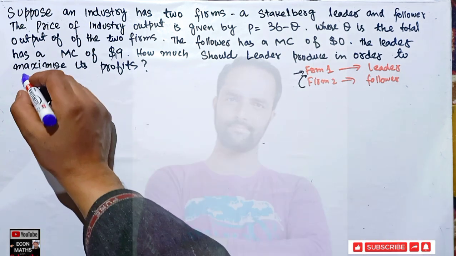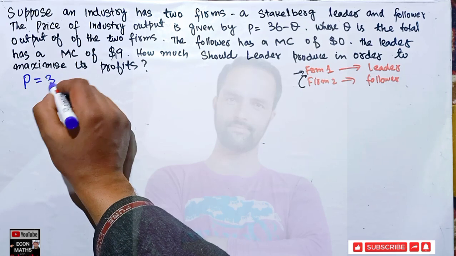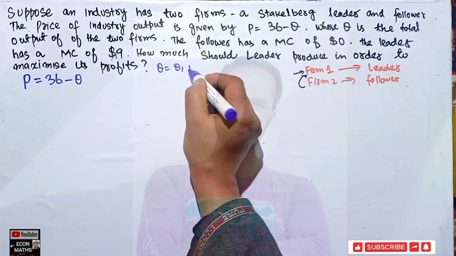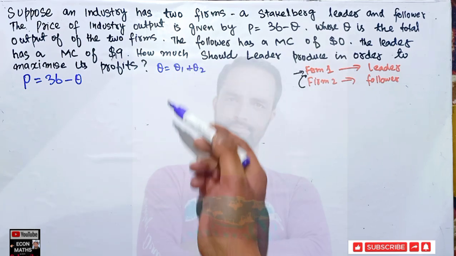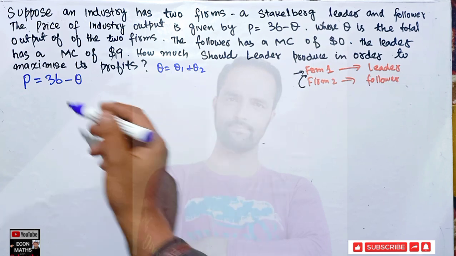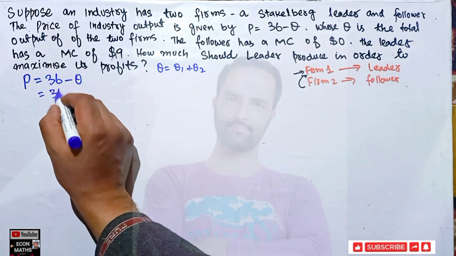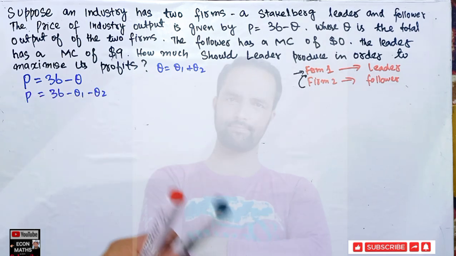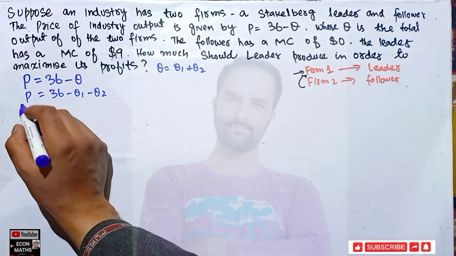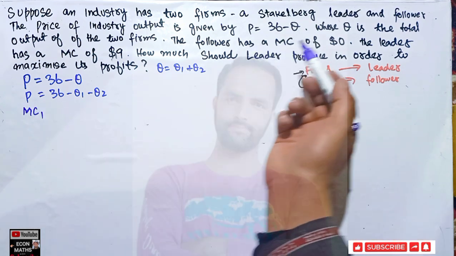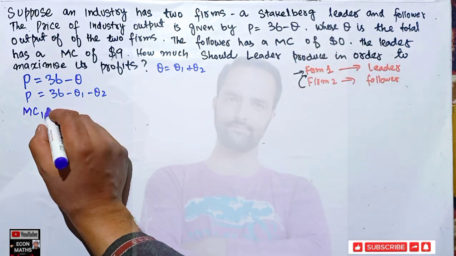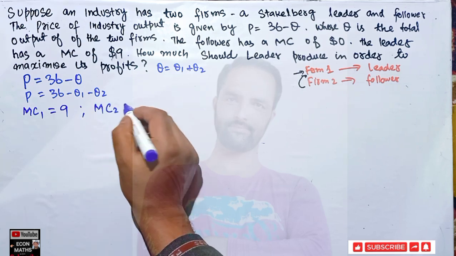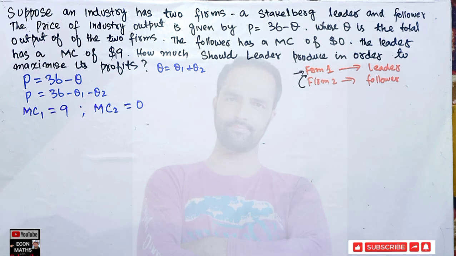So we have industry demand given by P is equal to 36 minus Q. Here Q is equal to Q1 plus Q2, because we have only two firms and the total output produced will be equal to Q. So P is equal to 36 minus Q1 minus Q2. This is our inverse demand function for the industry. What is the marginal cost? The marginal cost for firm 1, the Stackelberg leader, is 9, and the marginal cost for firm 2 is $0, which the question has told us.